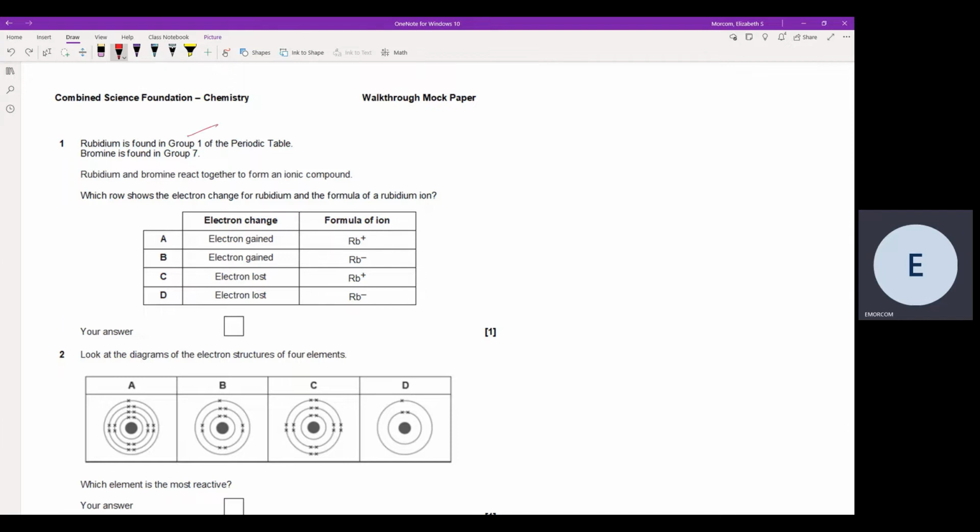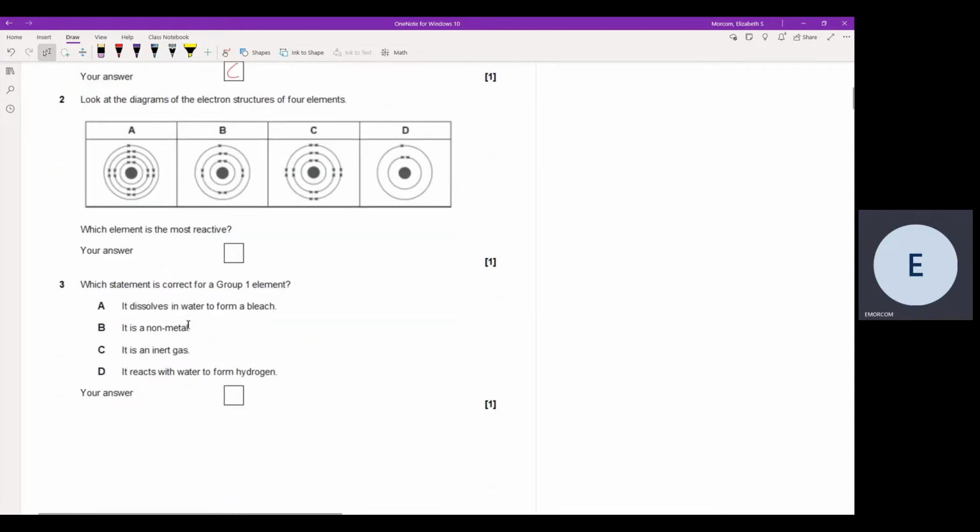Well, if we know that rubidium's in group 1, that means it's going to lose 1 electron from its outermost shell. Bromine is in group 7, so it's going to gain 1 electron. Note how I'm doing e- to remind us that an electron has a negative charge, so a charge of 1 minus. So for rubidium, we're going to be looking at it losing an electron, which means I can say A and B are wrong. And then because it's lost something negative, it has become positive. So it's Rb+. So the answer is C.